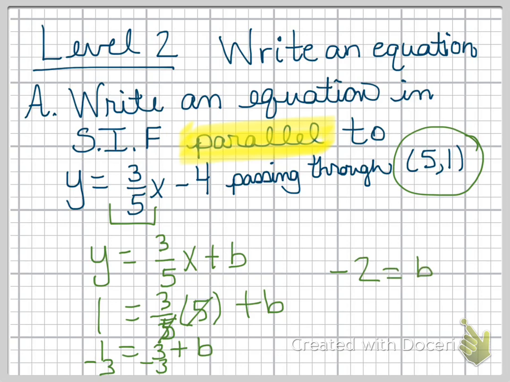So now I can put this back into my formula, and my answer would be y is equal to 3/5 x minus 2. So now I've created another line that's in slope-intercept form that is also passing through (5, 1). They have the same exact slopes, and they have different y-intercepts. So I know that they're parallel.